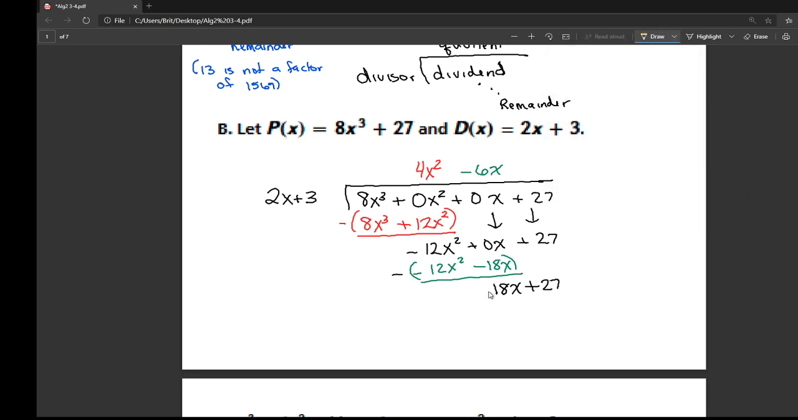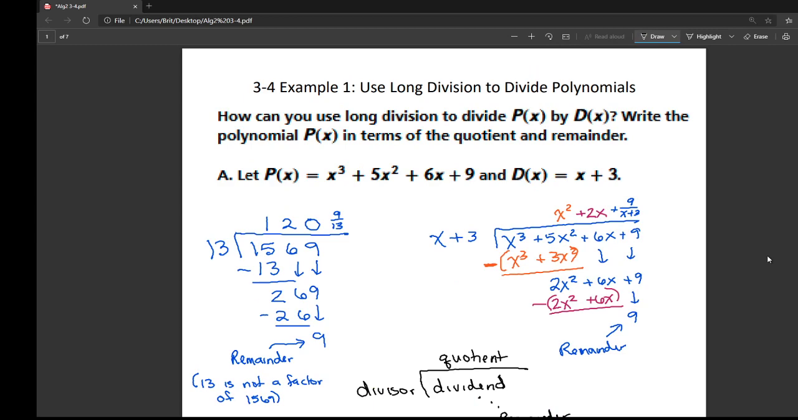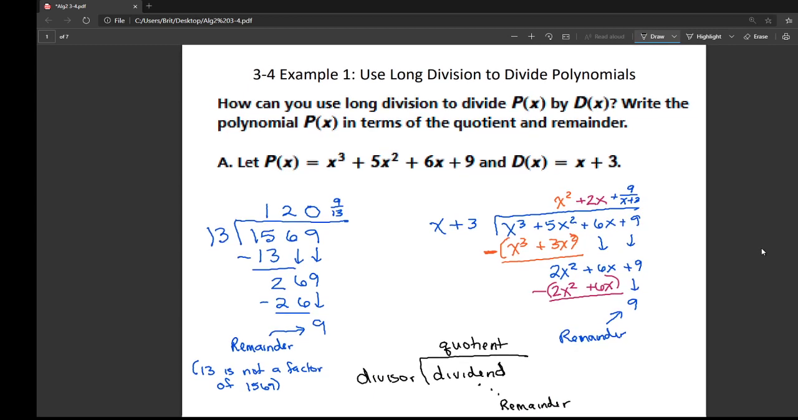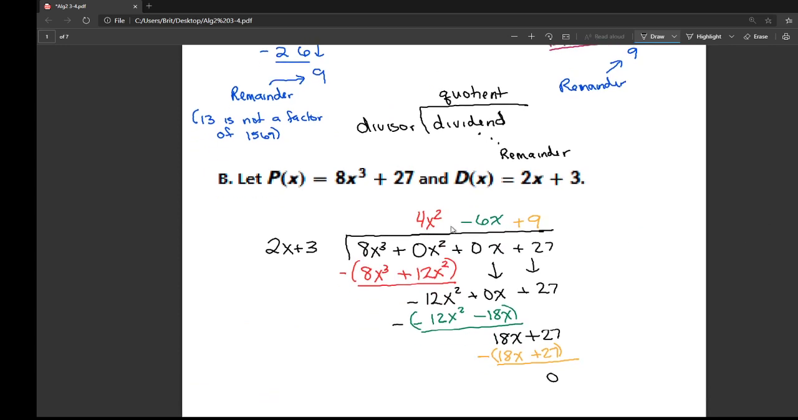And then to go from 2x to 18x, that would be a 9. So 9 times 2x is 18x, and 9 times 3 is 27. And when I subtract them, this is a perfect fit. The remainder is 0, so I don't need to write the remainder out. That's my final solution up here.